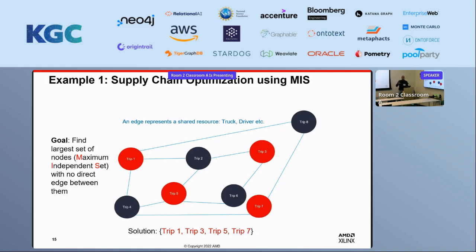And once you have found that, in this particular one, all the red ones, you dispatch those trucks, and then you mark those nodes as deleted. And then you again go and run the MIS on it. You find the next set to dispatch, and you keep doing that iteratively. So you can see this is a very compute-intensive problem, and if done on CPU, it can take days.